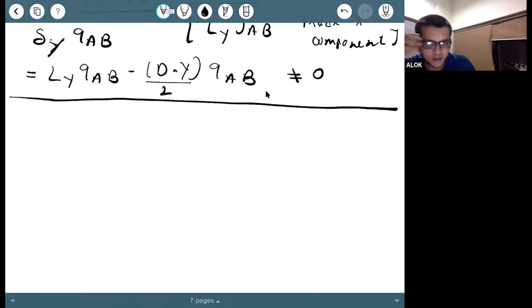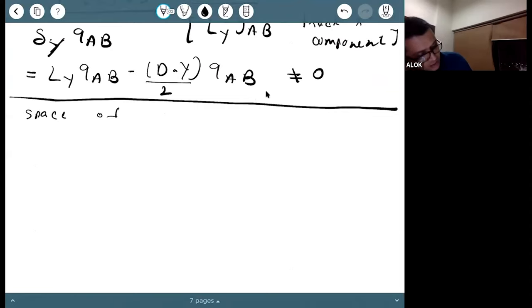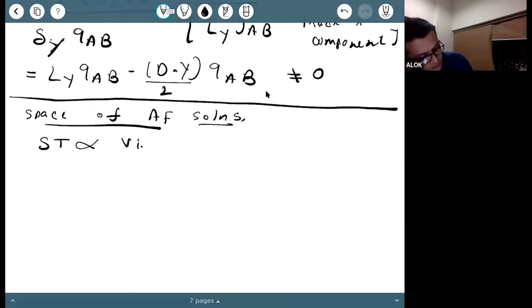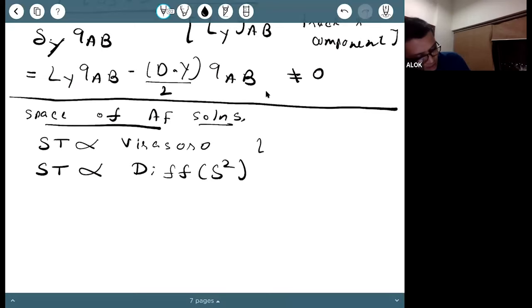So we have two possible symmetry groups on the space of solutions. This is right now not a symmetry of scattering or anything like that. We just say that we have this on the space of asymptotically flat solutions. We have this large symmetry, either super translation with Virasoro, or super translation with smooth diffeomorphisms, and both of these of course contain Poincaré symmetries.